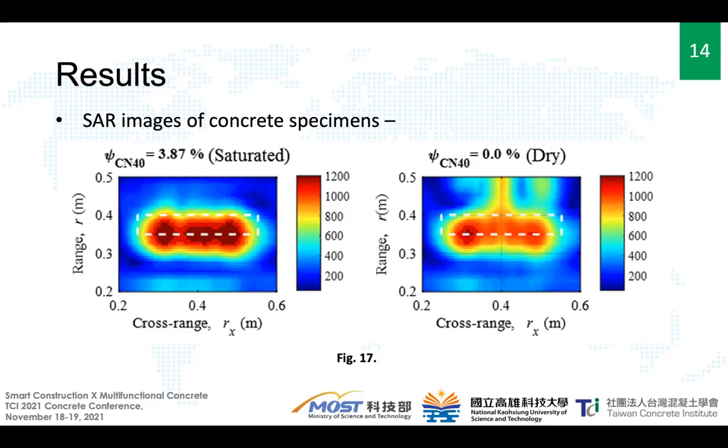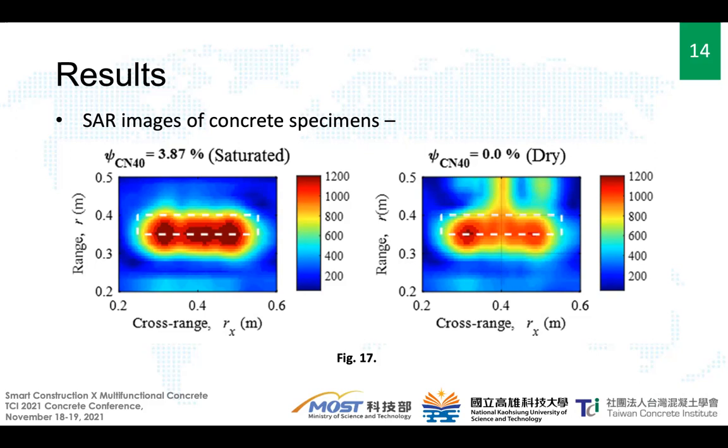Now in Figure 17, you can see the difference between the SAR image of a fully saturated concrete specimen versus its oven-dry state. Not only can the difference be observed in the amplitudes of the SAR images, we can also see that in oven-dry specimens, the back reflection, also called the second reflection, has been reconstructed. In the fully saturated case, because the concrete was wet and also lossy, the second reflection signal was too weak to be seen in the fully saturated SAR images.